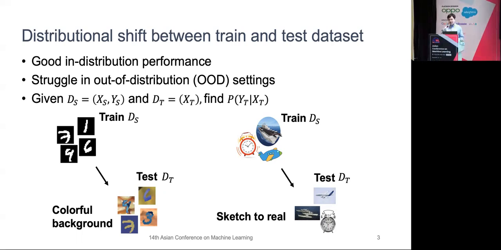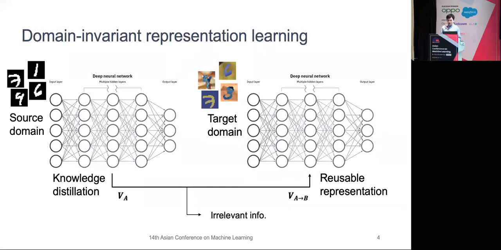So the main challenge here is how to use the reusable knowledge in the train dataset to tackle the new task in the test dataset. In such a transfer learning task, what we want to do is to learn the conditional probability distribution for the test data using the information from the train dataset DS here.